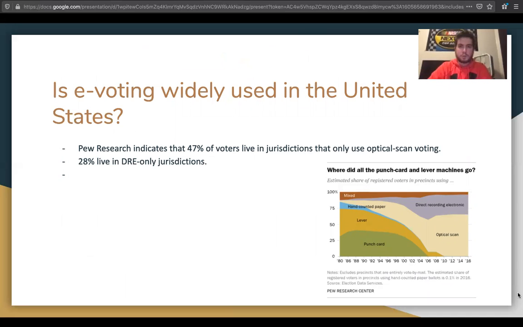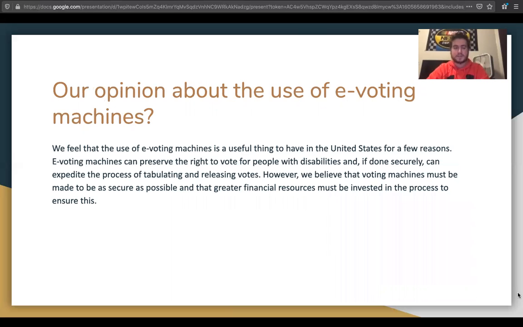Some questions that we will knock out pretty quick as we do start to run over our time. Apologies there. Is e-voting widely used in the United States? The short answer is yes. Pew Research indicates that 47% of voters live in jurisdictions that only use optical scan voting. 28% live in DRE-only jurisdictions. That is a quarter of the country that can only vote through those DRE machines. And you have a nice little graph there.